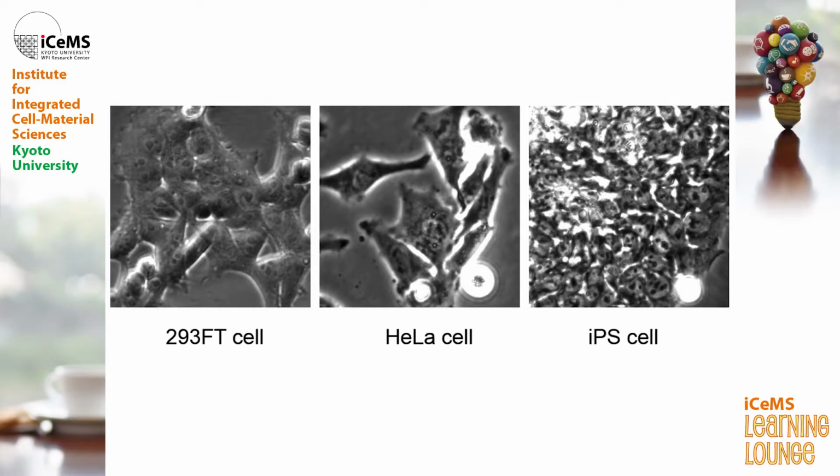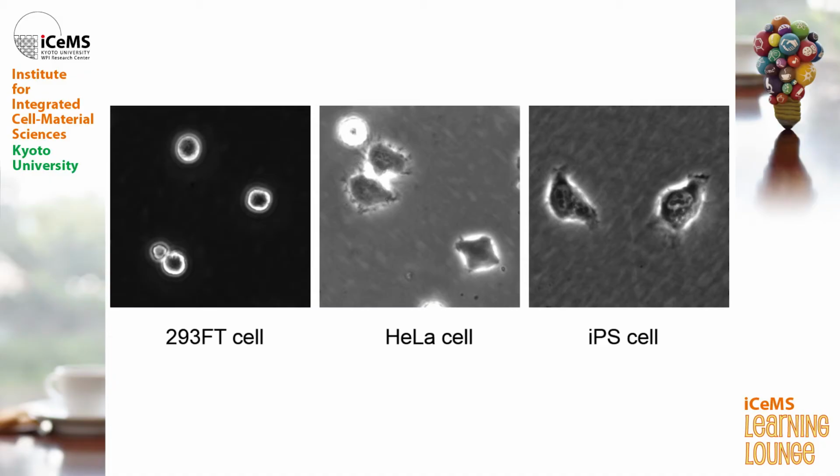Before starting to talk about switches, I'd like to show some pictures. These are the microscopic images of human cells. From left, 293FT cells, HeLa cells, and iPS cells. And please remember the morphology of these cells. Remember? Okay. And these images are the same cells as in the previous slide.